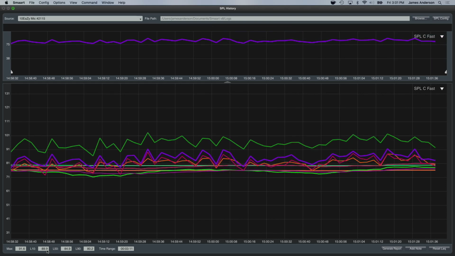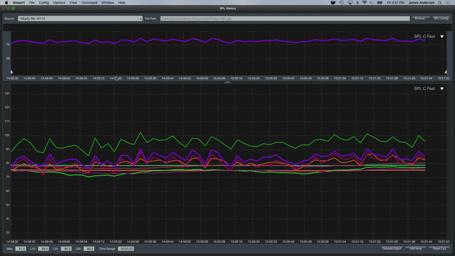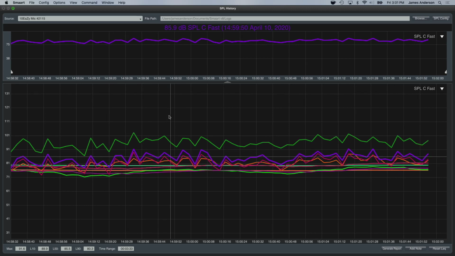The L10 is basically the loudest 10% of level. L50 is the statistical sort of average, and the L90 is the level that we're above for 90% of the time. So for more information on that, please take a look at the SPL guide. This stuff is detailed out in there as well.